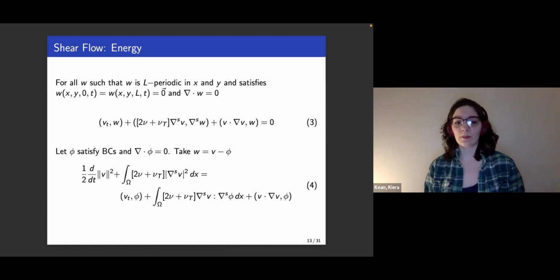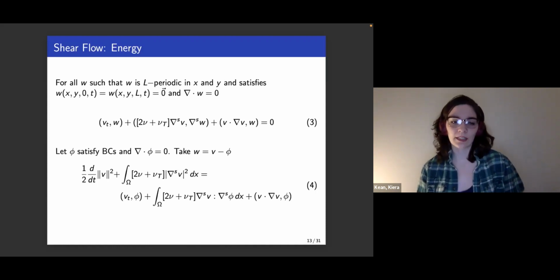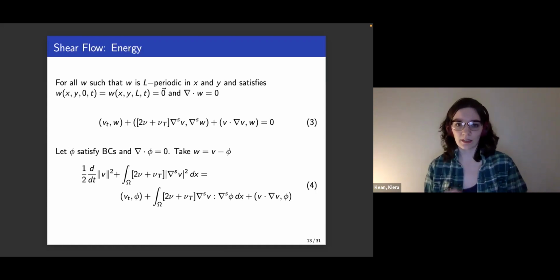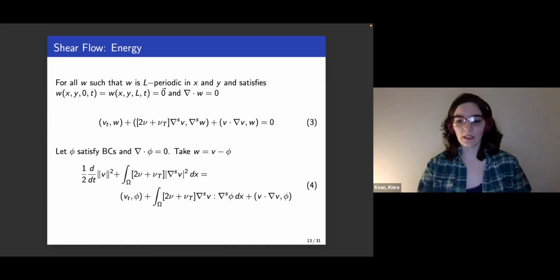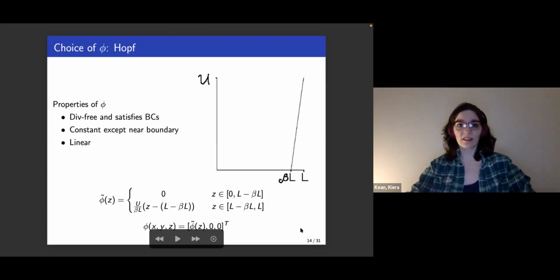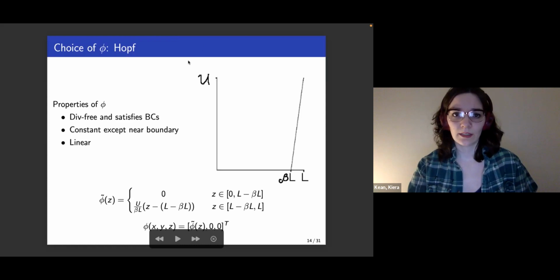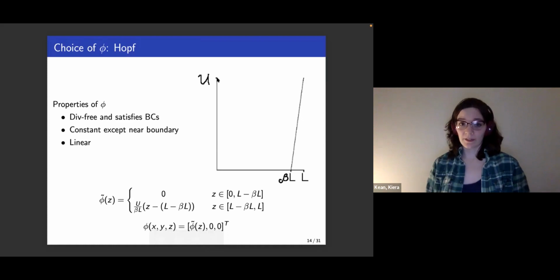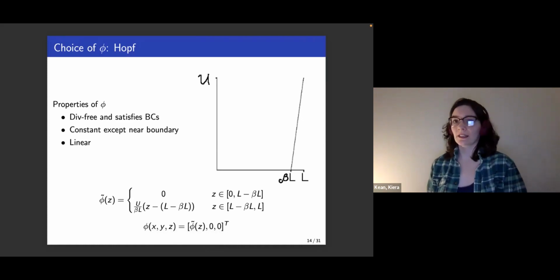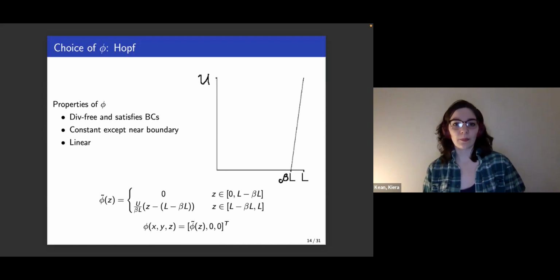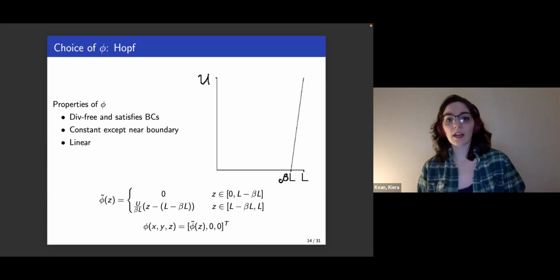As is typical, we can move the boundary conditions to the right-hand side by taking phi, which will satisfy our boundary conditions and be divergence free, and test with W equals V minus phi. And for the choice of phi, we use the Hopf construction. So this is divergence free and satisfies the boundary conditions. As I said, that's necessary. We want it to be constant except for near the boundary, and linear when it's not constant.